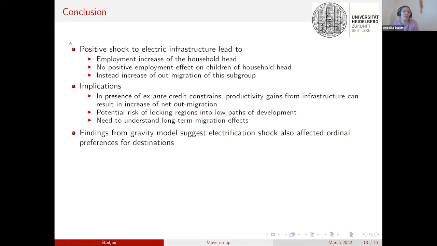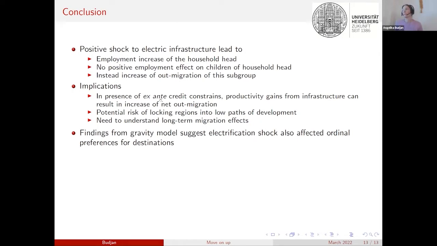So summing up, the positive shock from the electric infrastructure led to an increase in employment of the household head, but not of employment for other household members. Instead, I can observe an increase of out-migration of the children of the household head. And as an implication, this suggests that in the presence of ex-ante credit constraints, the productivity gains from infrastructure can result in an increase of out-migration.